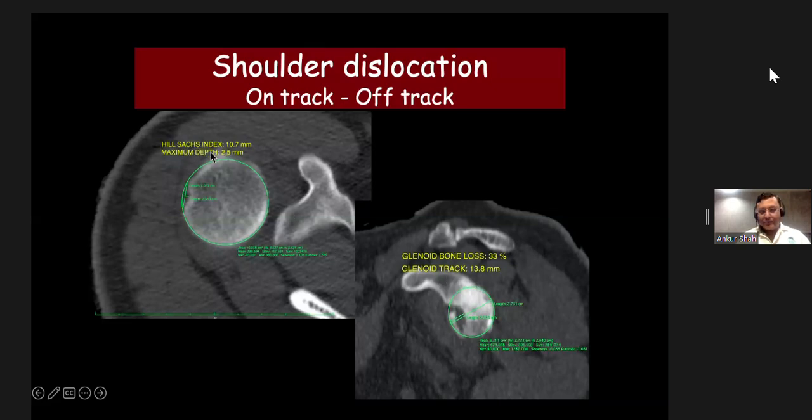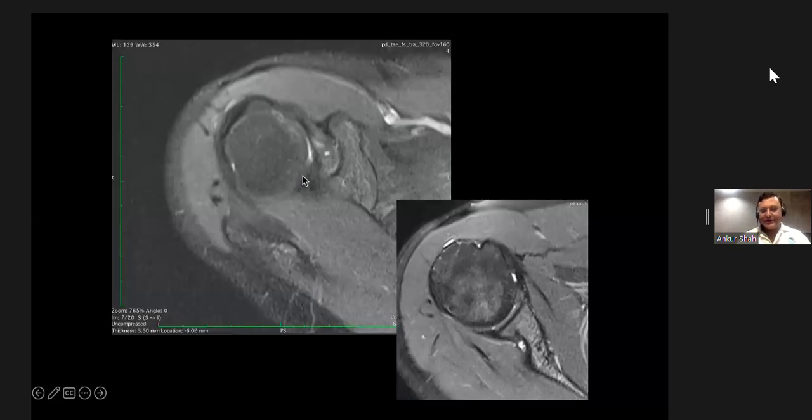Ideally, whenever the Hill-Sachs index is, for example, here it is 10.7, the glenoid track is still 13.8. So when the glenoid track is larger, it suggests it is a non-engaging lesion. If the Hill-Sachs index is larger, then it suggests that it is an engaging lesion.